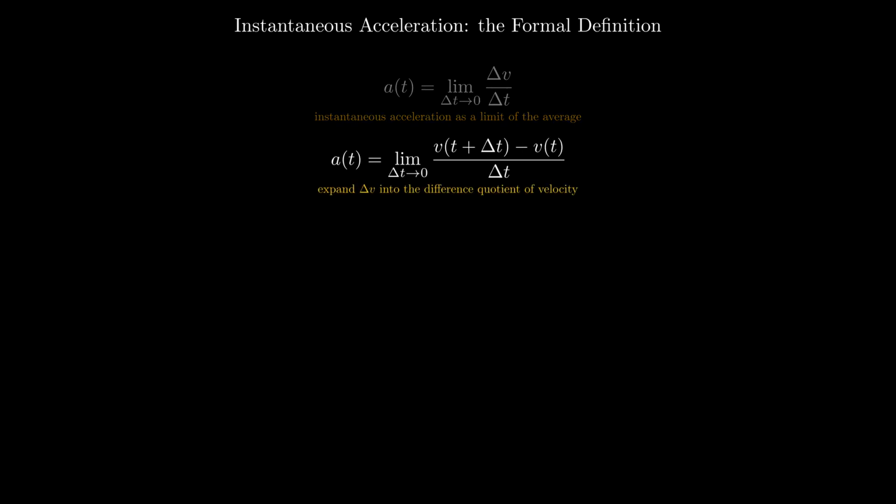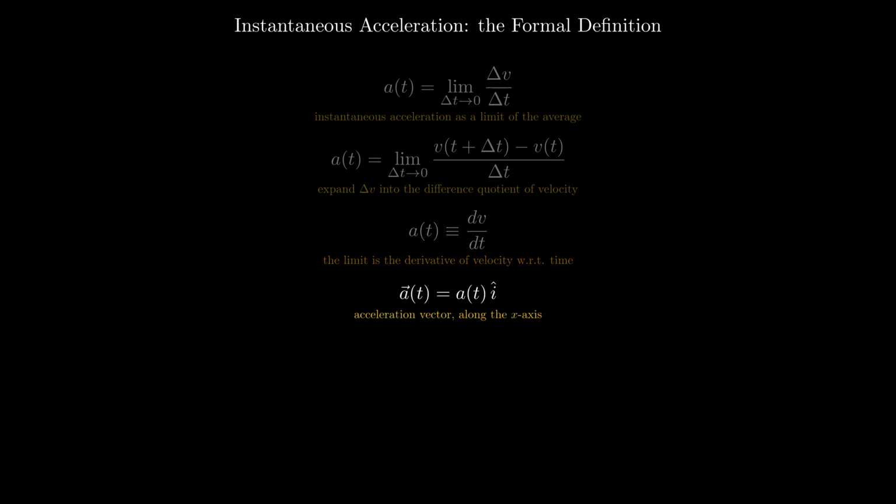The x component of instantaneous acceleration at time t equals the limit as delta t approaches 0 of the quantity v of t plus delta t minus v of t, all divided by delta t. This limit is exactly the derivative of velocity with respect to time, written dv over dt. In vector notation, the instantaneous acceleration vector is a of t times i hat, pointing along the x-axis.